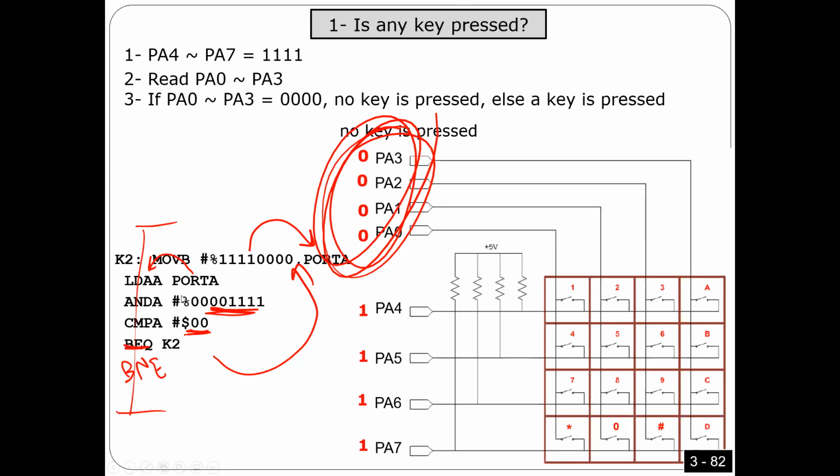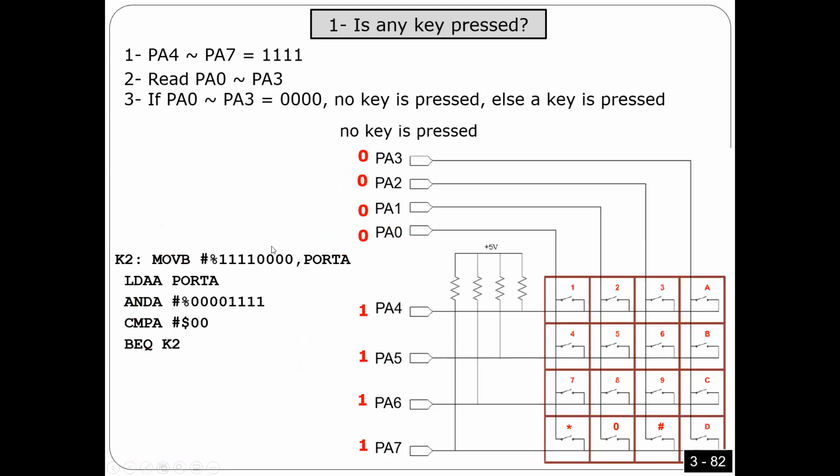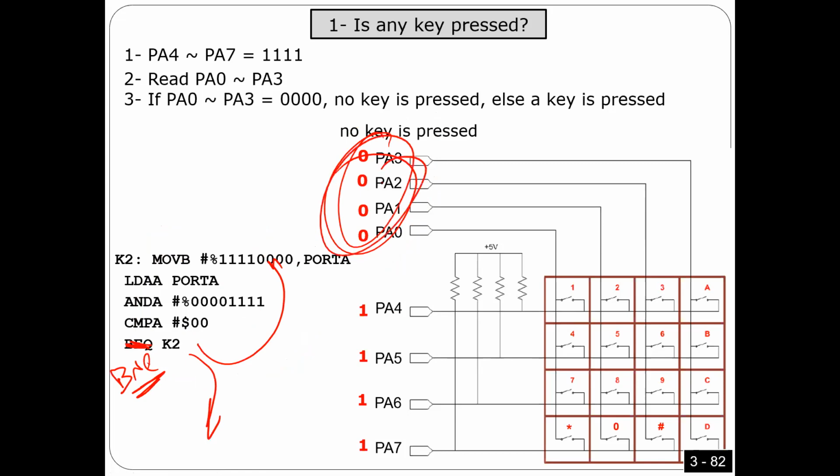So I'm going to use exactly the same code here, but with a small difference. Exactly the same code like this part, right? I'm going to move this one here. I'm going to load port A. I'm going to do AND. I'm going to compare to 0. But now I'm going to say if it is not equal, branch. If not equal, so keep looping. So the only way to leave here is if the value here is 0 0 0.